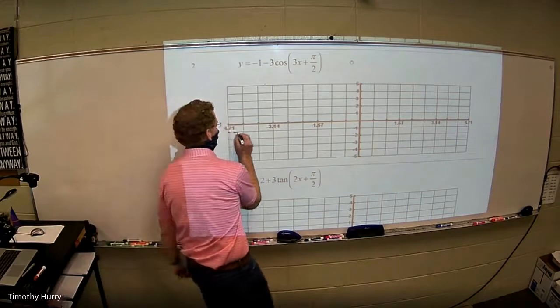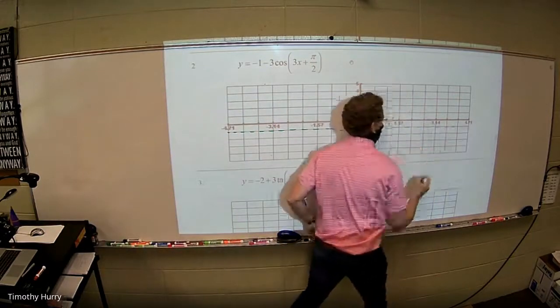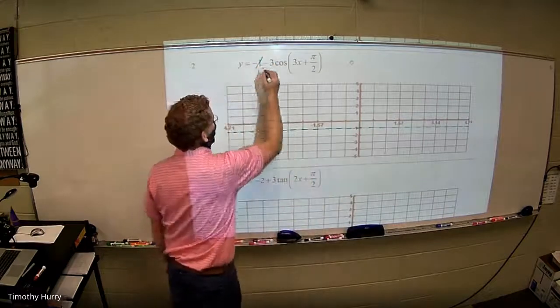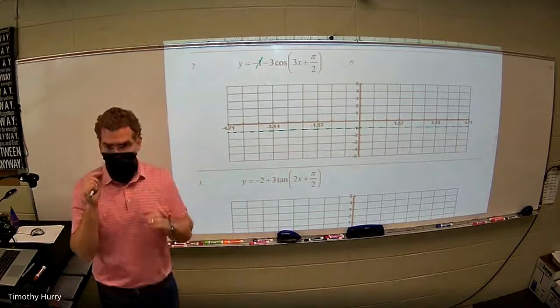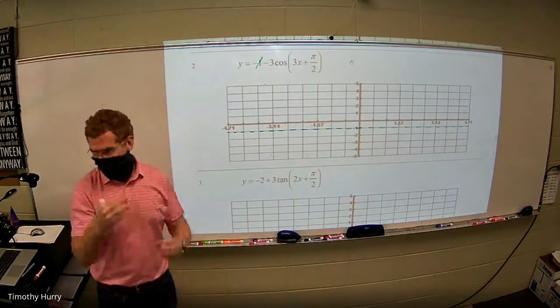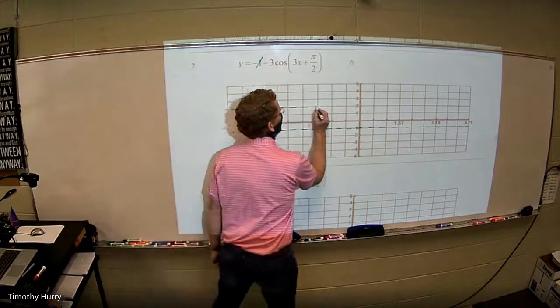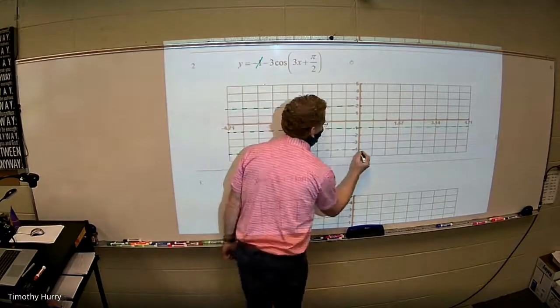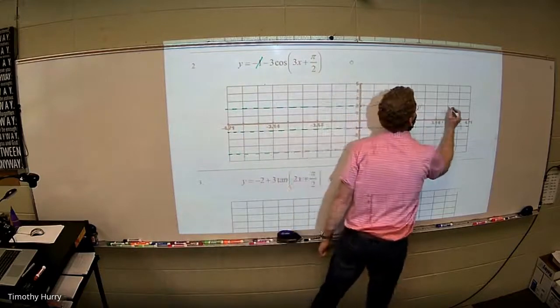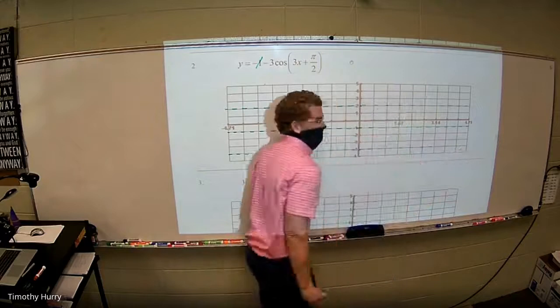-1, going down to -1, marking a horizontal line. All right, that takes care of that. Next, what's my amplitude? 3, not -3, but just 3, right? So that tells me to go up 3 and down 3, not from the x-axis, but from whatever the D was. And I sketch that in there as accurately as I can.